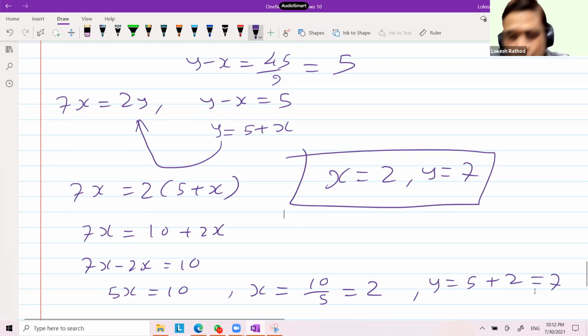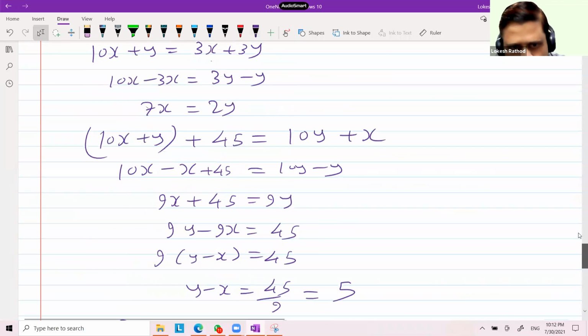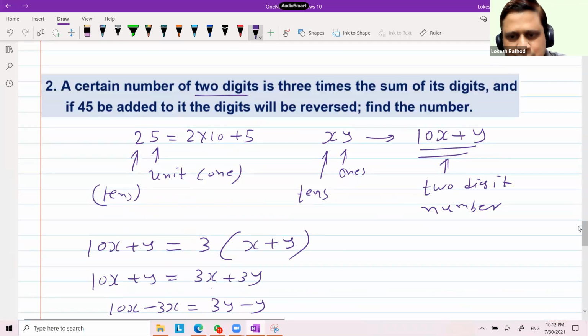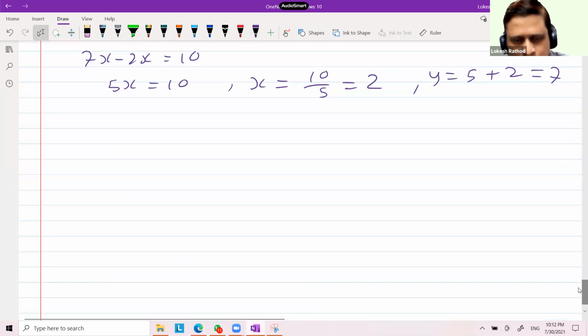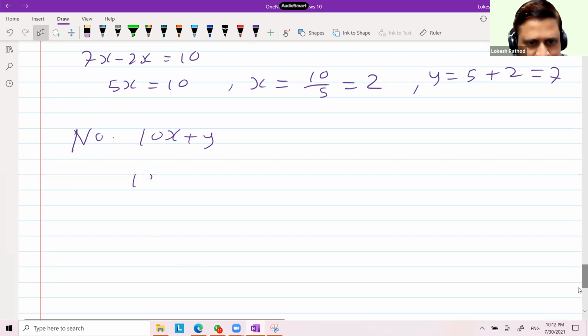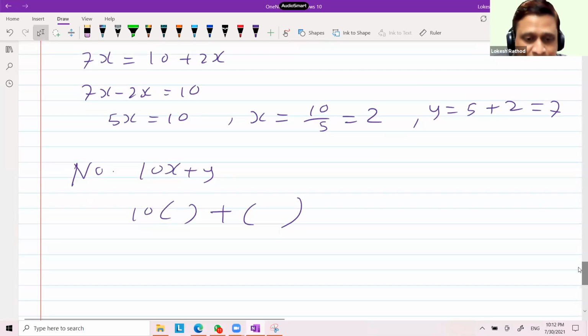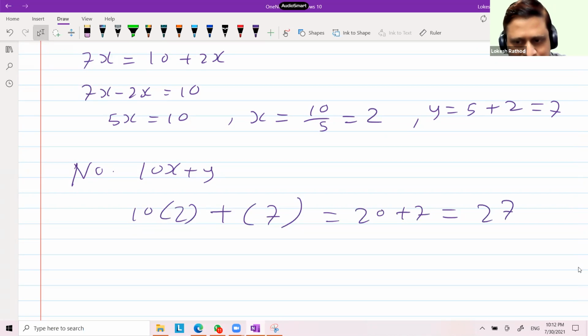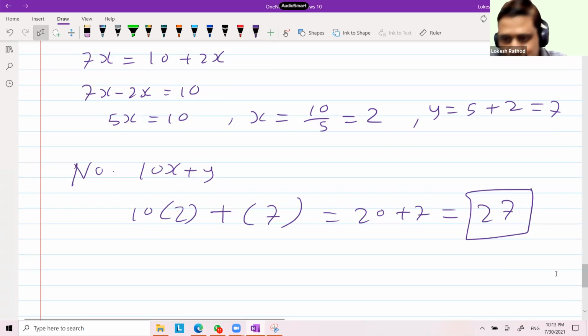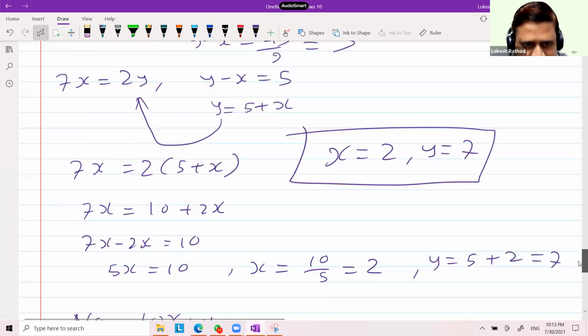But the question was finding the number. And what was the number? 10x plus y. The number was 10x plus y. Okay. So the number is 10x plus y. What is the value of x? The value of x we have got is 2 and y is 7. So this is 2 and it is 7. Okay, so this is 20 plus 7, or 27. Okay, so 27 is the answer to this question. Are you getting this? Correct.